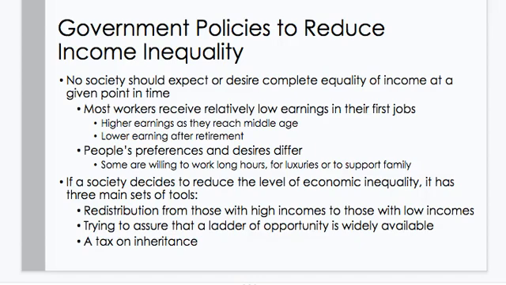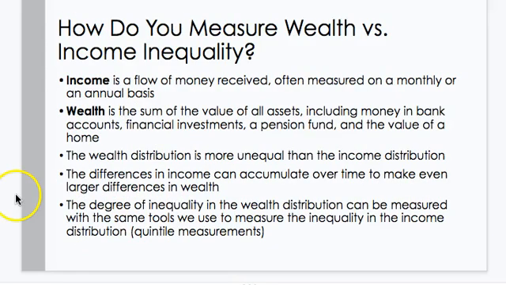If a society decides to reduce the levels of economic inequality, it has 3 main sets of tools: redistribution from those with high incomes to those with low incomes, trying to assure that a ladder of opportunity is widely available, and a tax on inheritance. How do you measure wealth versus income inequality?